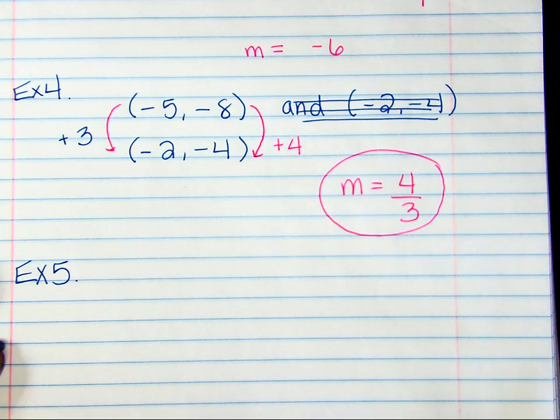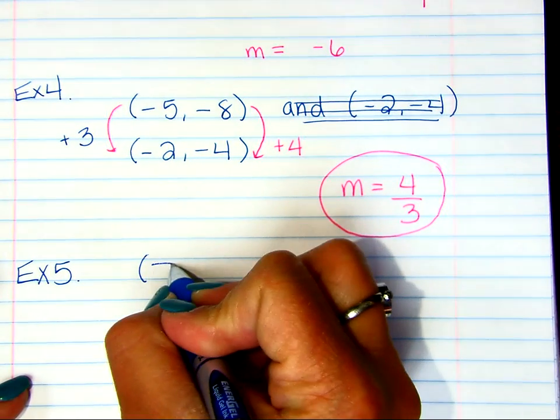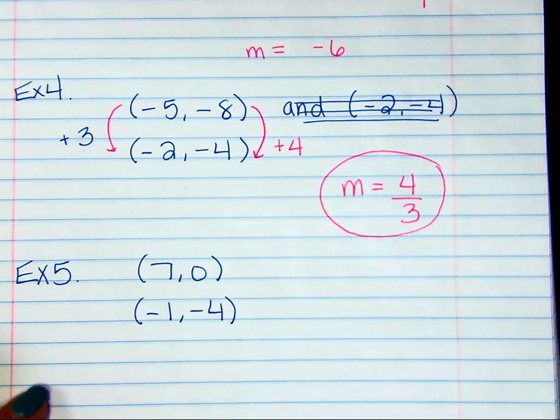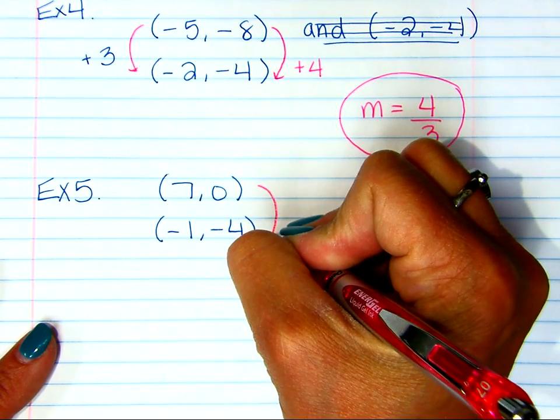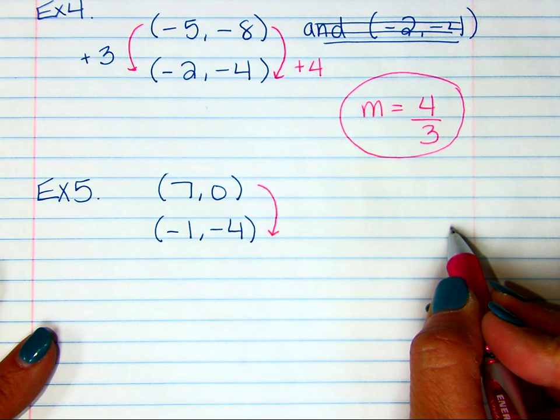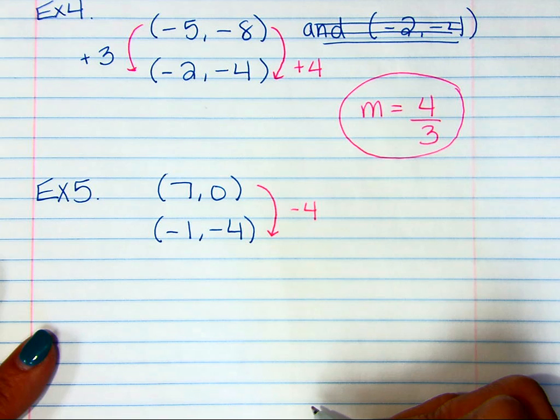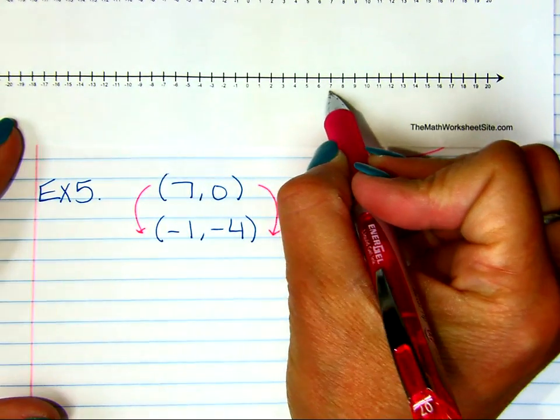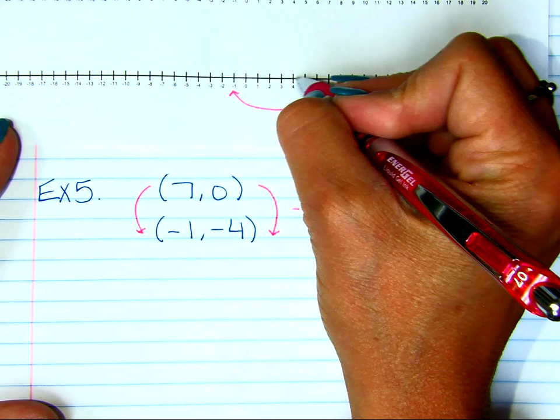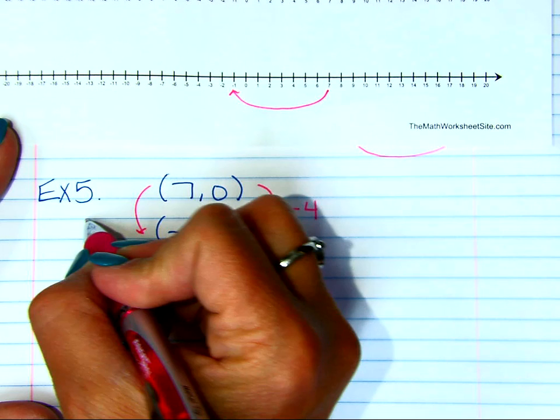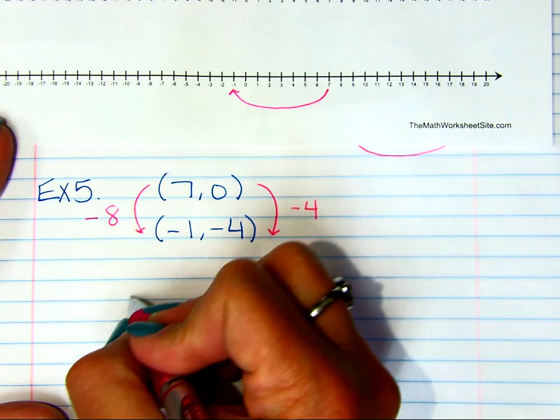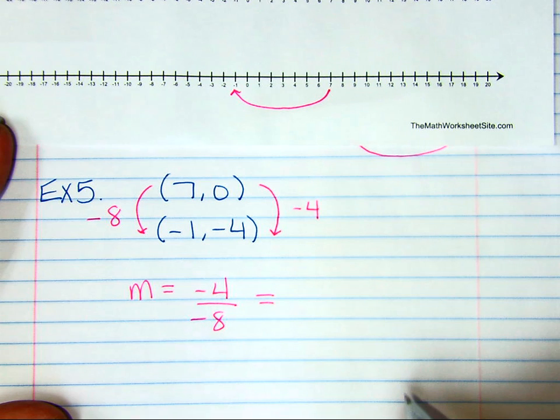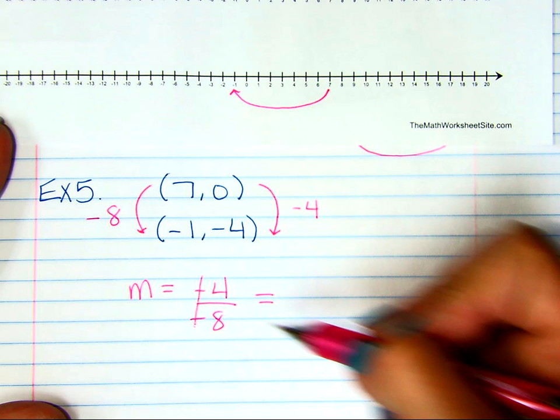Alright, let's get one more example in here. 7, 0, and negative 1, negative 4. 0 to negative 4 on a number line. Start at 0 and you're going to go backwards 4, so it's minus 4. 7 to negative 1, you're starting at 7 and you have to go to negative 1. That is 1, 2, 3, 4, 5, 6, 7, 8 units to the left, so it's backwards. So our slope is negative 4 over negative 8.